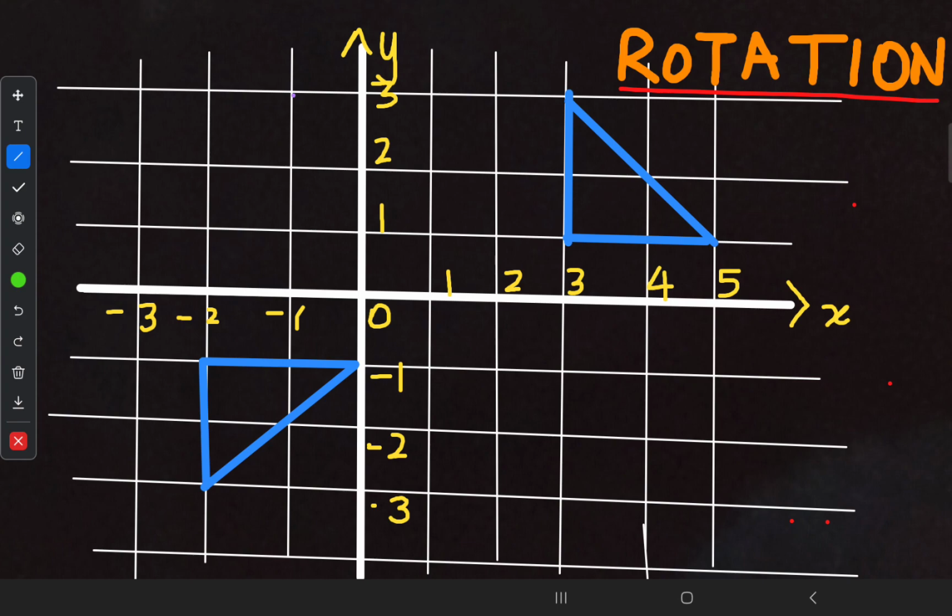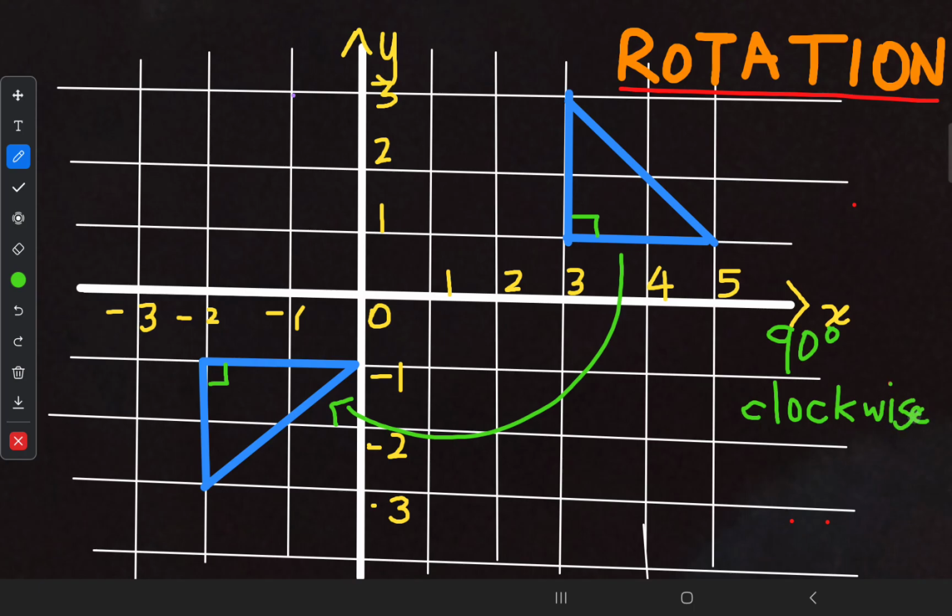Here, first of all, we have to find the angle of deviation in a rotation instance. This is a right angle triangle. How much is it deviated from its initial position? That means this right angle was deviated in this way, so the angle of deviation is 90 degrees clockwise. Then about which point it is rotating is an important factor.